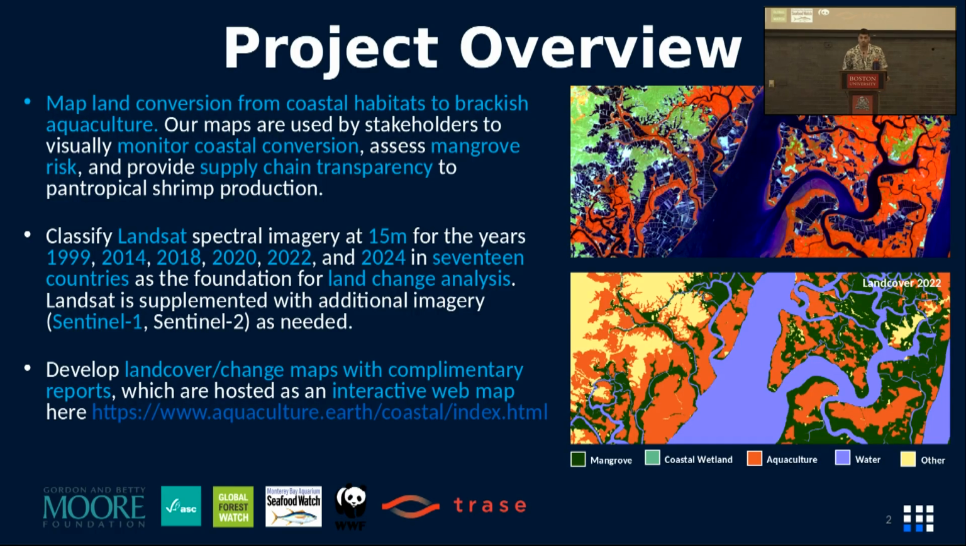Basically what we do is we take the Landsat imagery, it's pan sharpened to 15 meter, and then we create these yearly land cover maps for the years of 1999, 2014, 2018, 2020, 2022, and 2024 for 17 countries. And then we take these maps and we make complementary reports and then also put them up on our online web portal, which you can see there.